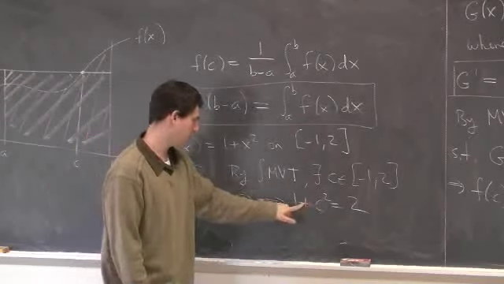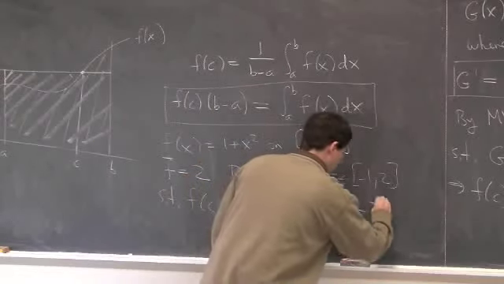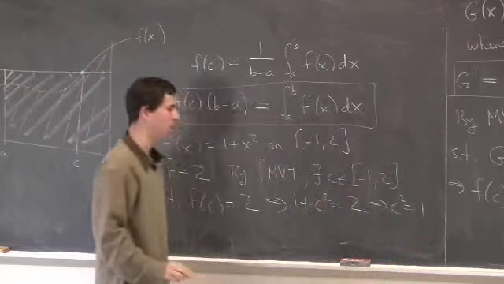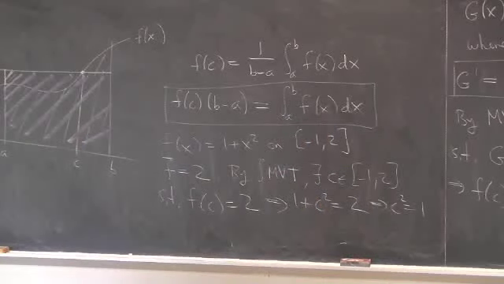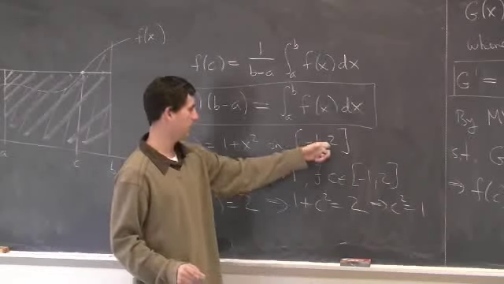So if c squared plus 1 equals 2, c squared equals 1. And here you actually get two choices. You can let c be plus or minus 1. And both of them are in the interval. Minus 1 is in there, 1 is in there.